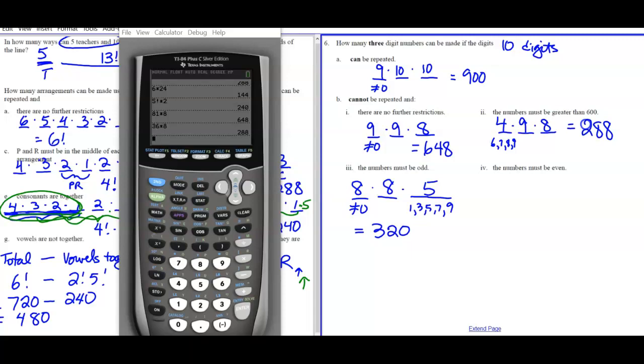Okay, what's the opposite of an odd number? Even number. So we can go total minus odd numbers. And then I'll show you another one.